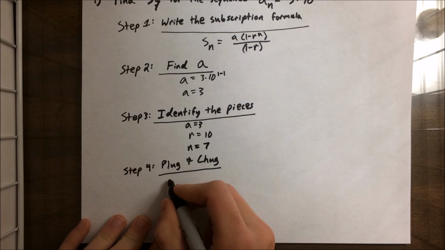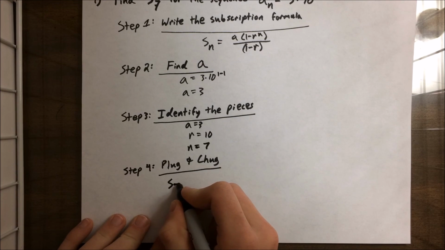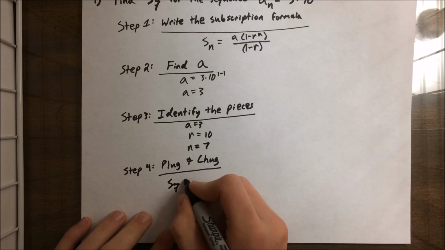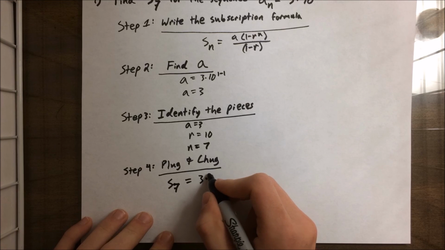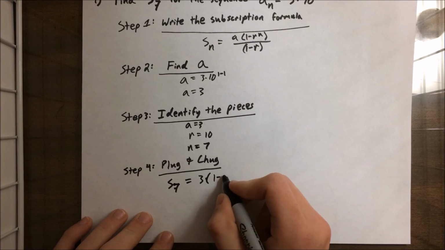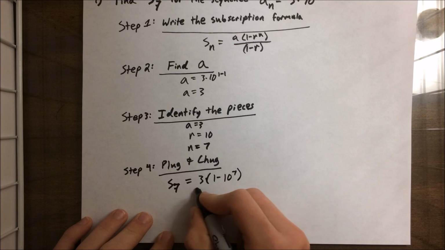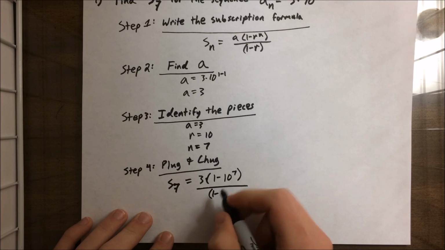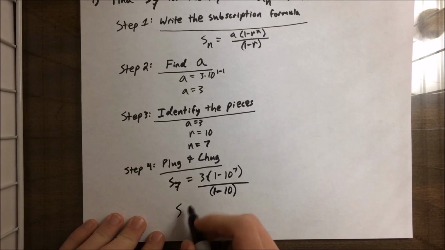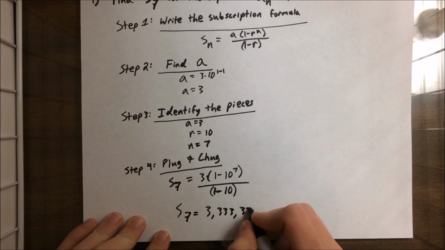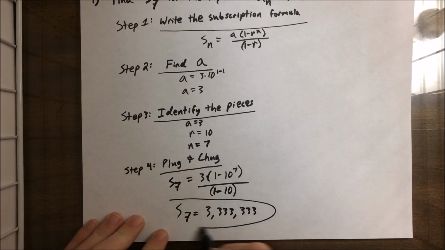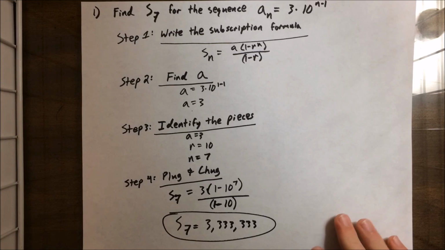And then step 4 is to plug and chug. So S sub 7 is equal to 3 times 1 minus 10 to the 7th over 1 minus 10. So S sub 7 is equal to 3,333,333. And that's your final answer. Okay, let's do another example.